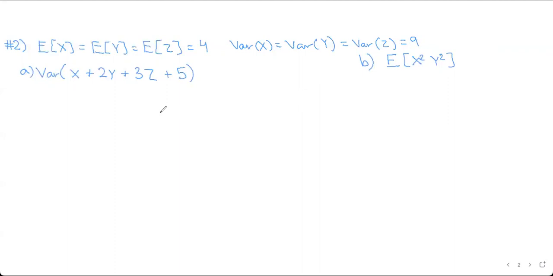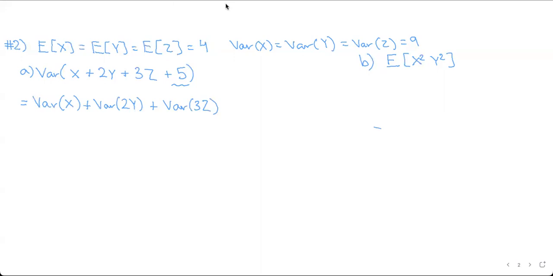We don't have any x squareds or y squareds. And we also know that they're independent. So when calculating the variance, we can simply take the variance of each component of that equation, except for this 5 here. Because it's not associated with any random variable, we don't include it in our calculation. So when we calculate the variance, we'll have the variance of x plus the variance of 2y plus the variance of 3z. Okay.